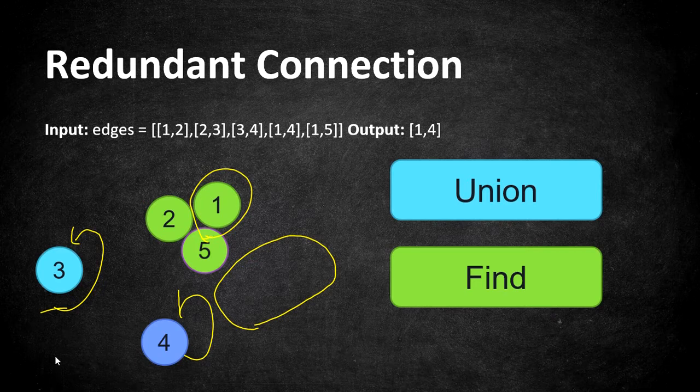So union is going to help us combine these two disjoint sets into one, and find is going to help us find the parent of the set so that we can perform the union operation. So how exactly is it going to help us arrive at this particular solution?